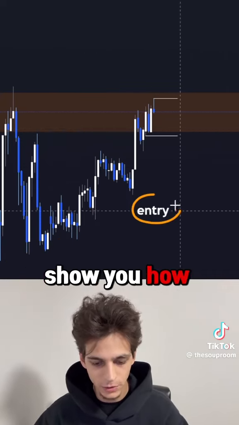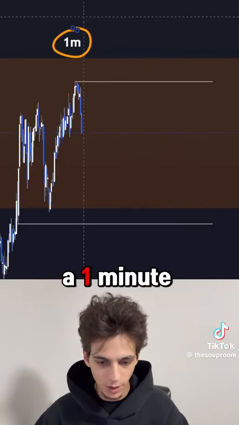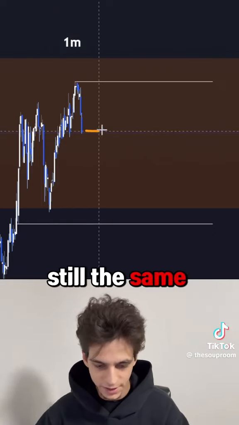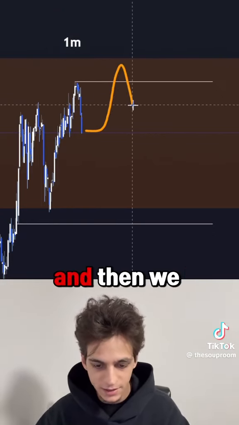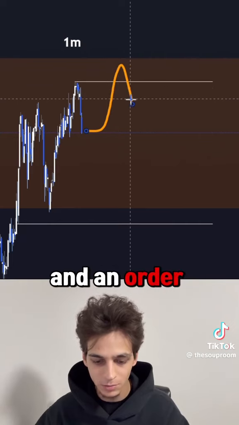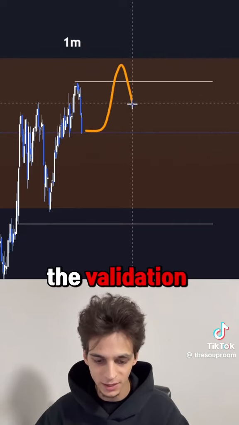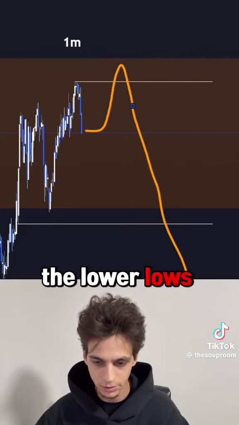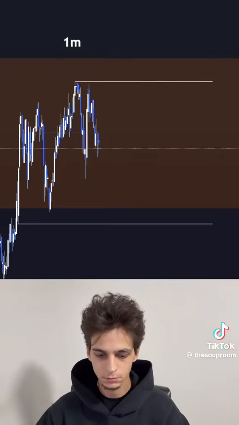Now let me show you how you enter the trade. Drop down to a 1 minute time frame. The idea is still the same. We wait for a sweep of the highs, and then we look for an IFEG and an order block to form, enter off of the validation, and then target the lower lows. Let's see what happens next.